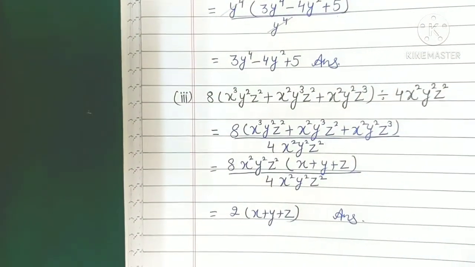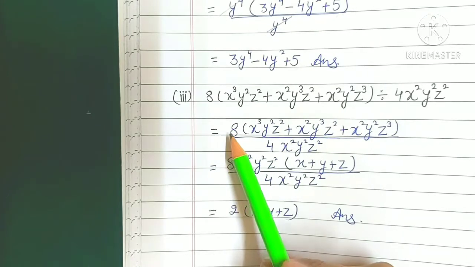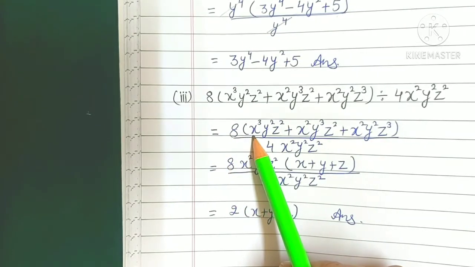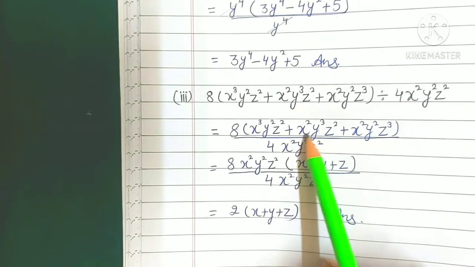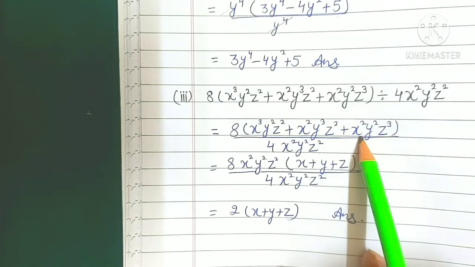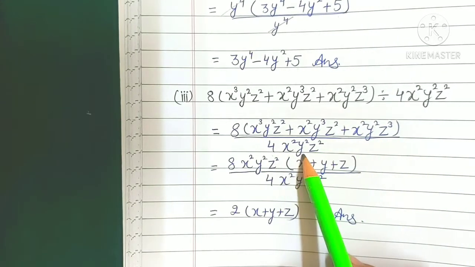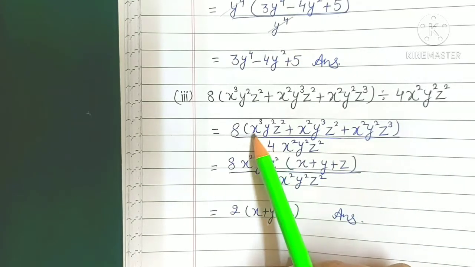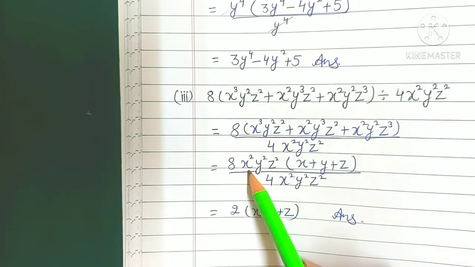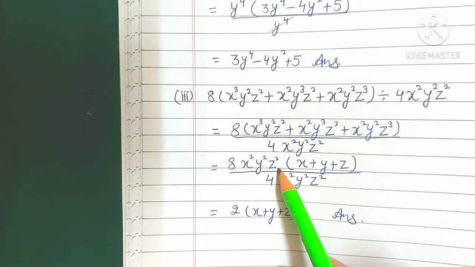Third part, students. In the numerator it is 8 bracket x cube y square z plus x y cube z square plus x square y square z cube. In the denominator it is 4x square y square z square. From the numerator we can observe x square y square z square is common in each term, so we will take it out common.